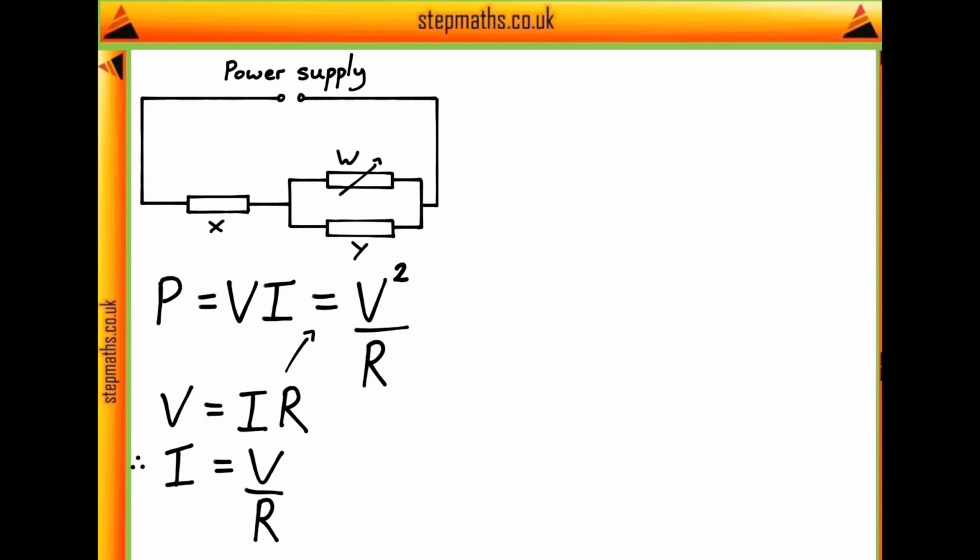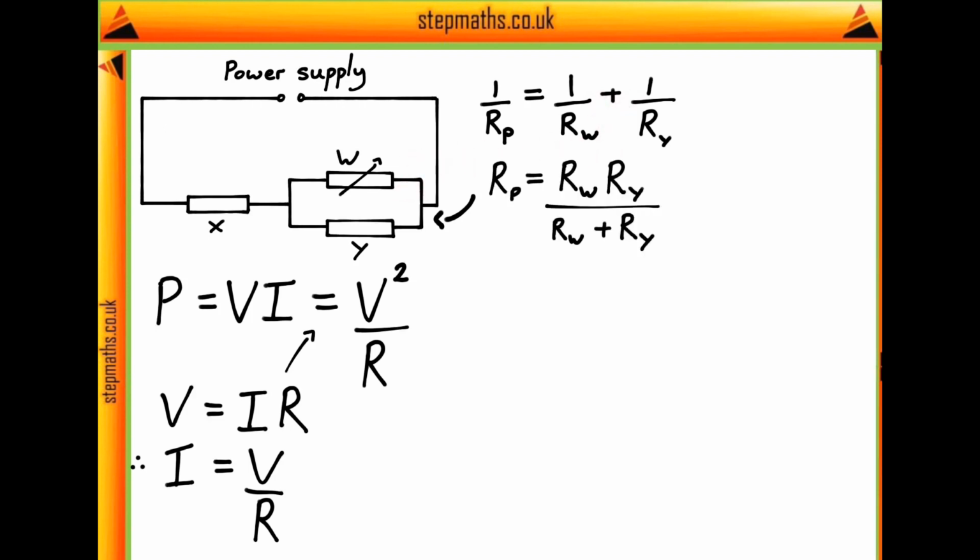Now, of course, this is just going to be the resistance of our element X plus the resistance of our parallel section here, made up of Y and W. So let's go ahead and find the resistance of our parallel section first. Using our rule for resistors in parallel, 1 over the resistance of our parallel section is going to be equal to the reciprocals of our two resistances added together, which we can then rearrange to get the resistance of our parallel section, given by this expression here. Okay, so now that we've got this, we can go ahead and find the total resistance of our circuit, which is given by this expression.